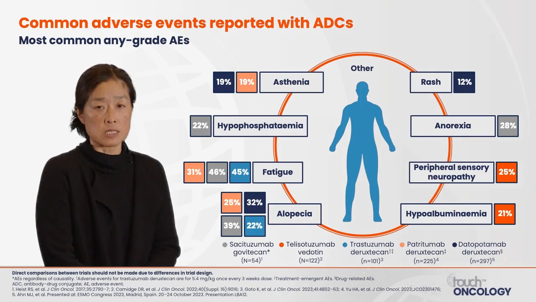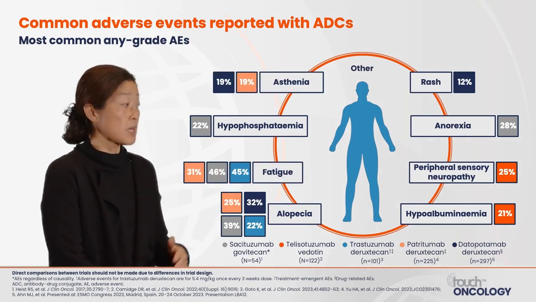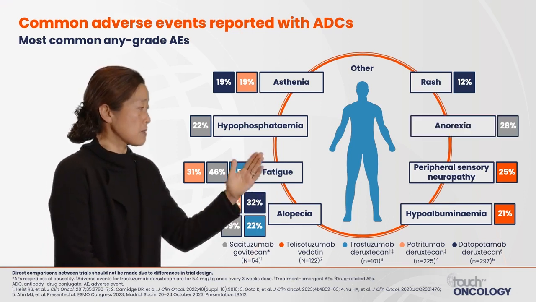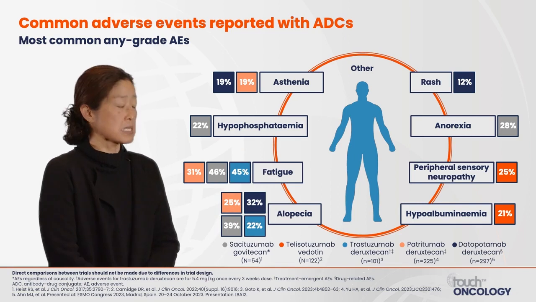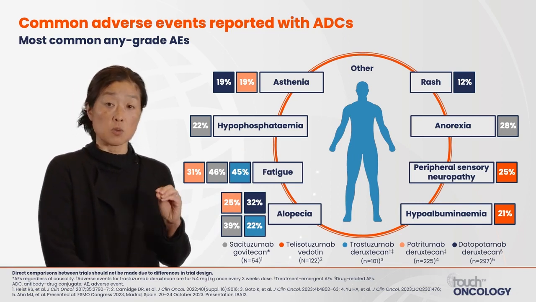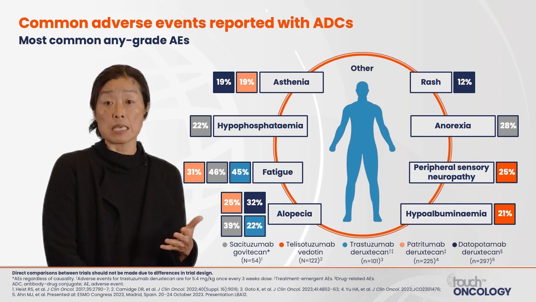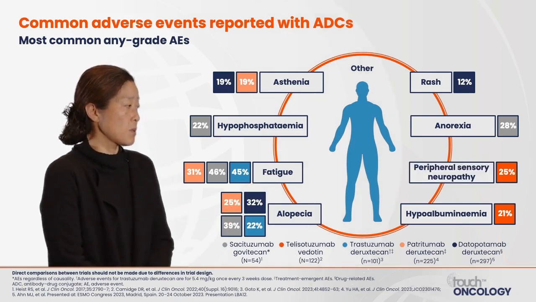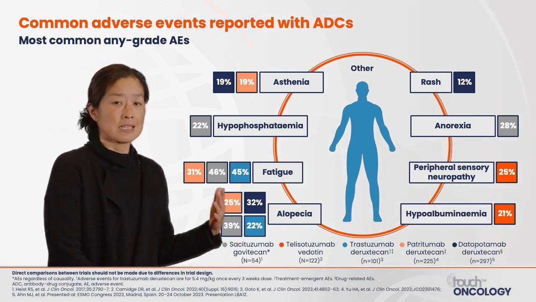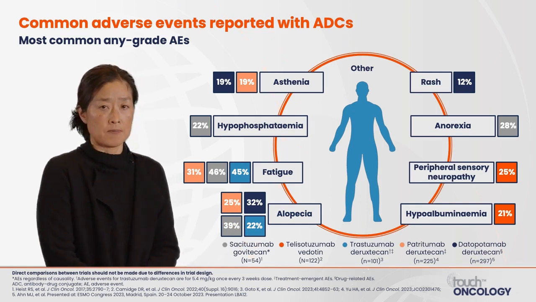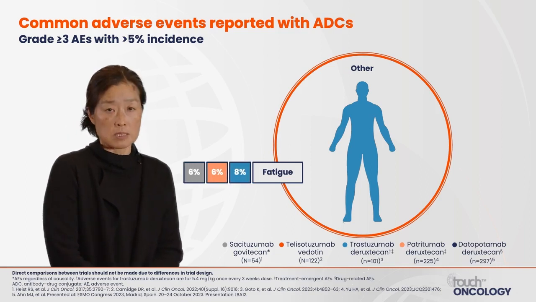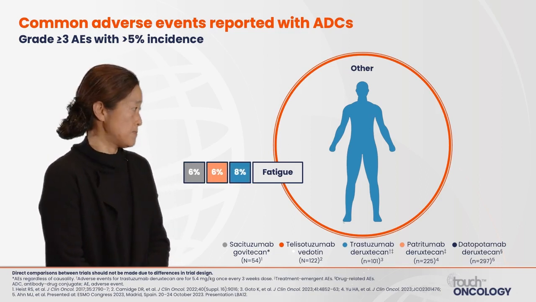And then other constitutional symptoms, such as asthenia, fatigue. Alopecia is one that's important to know about and to warn your patients about. Anorexia, rash. We can see that the range of AEs that's seen is different, and we really need to pay attention to which ADC we're using to think about which AE we should be watching out for. For example, we see with Teliso-V, there's peripheral sensory neuropathy and hypoalbuminemia as a common any grade AE that's seen, not seen so much with the other ADCs. And then common constitutional AEs reported. Fatigue is one that we see quite a bit with ADCs, as you might expect.